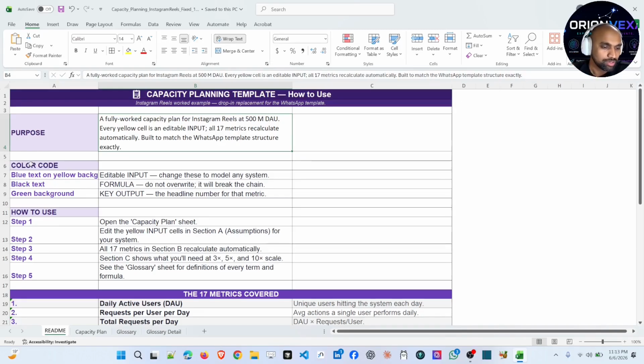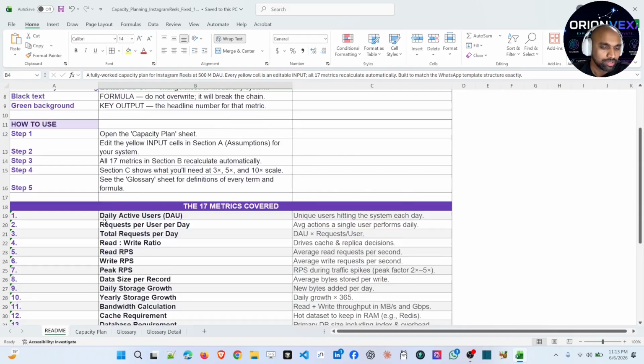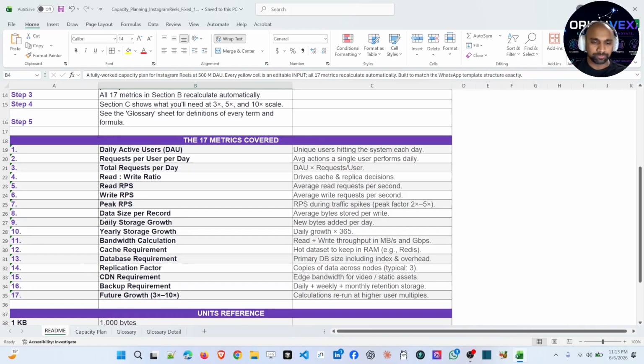Color code, we can just skip that. Black text is formula, green background is key output, and blue text on yellow background is editable inputs. Then comes the metrics.